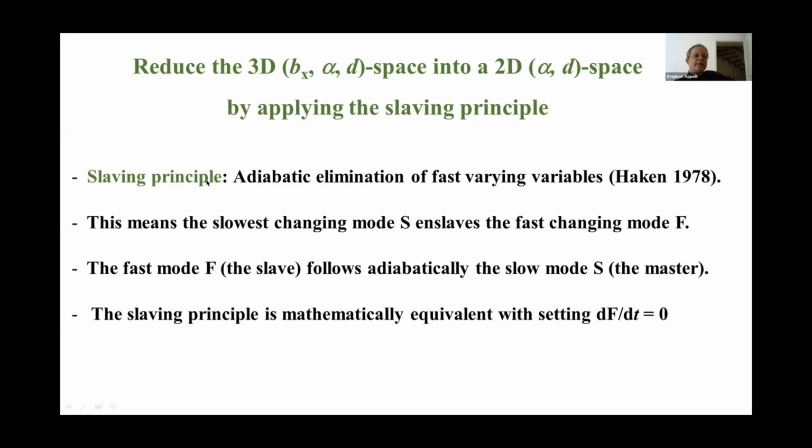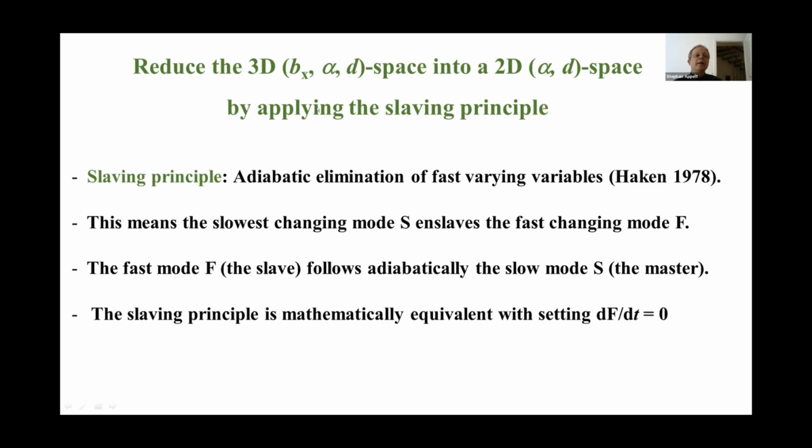It's a very general principle in physics, which says we can adiabatically eliminate the fast varying variables. Haken in 1978 has basically shown that for the first time. He showed this in a nice book. It means that the slowest changing mode enslaves the fast changing mode F. Slow mode S enslaves, which means the fast mode F, the slave, follows adiabatically the slow mode S, the master. The slow one is the master and the fast one follows. Mathematically, you can show this, not too simple to show, but mathematically, this is identical to saying the first derivative of the fast is 0.